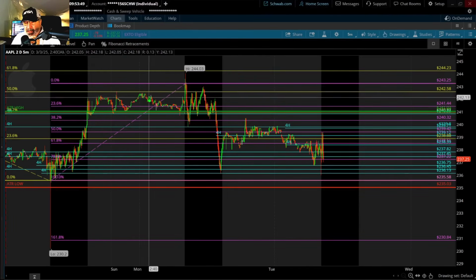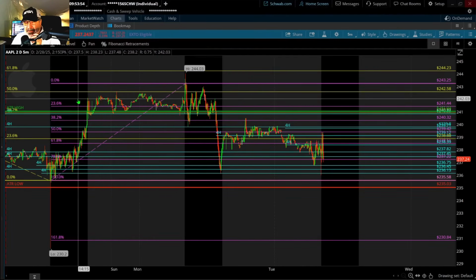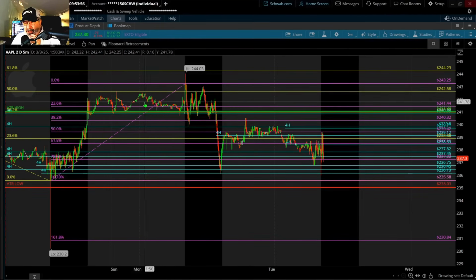Look at how in here the price action moved within those levels. So these are not frivolous levels. You're going to want to mark these to help you determine as guidelines which way the price action might go.